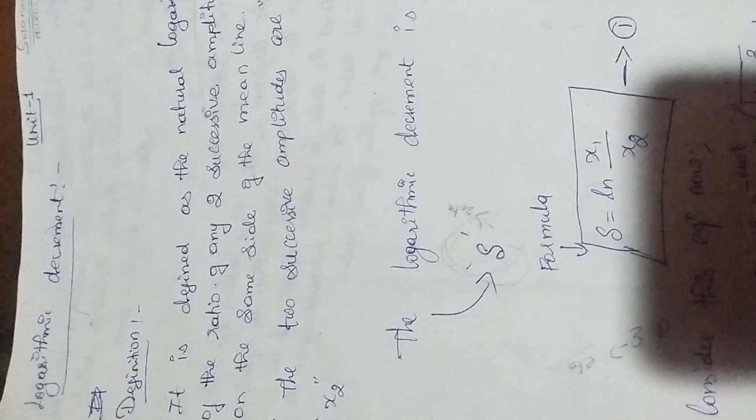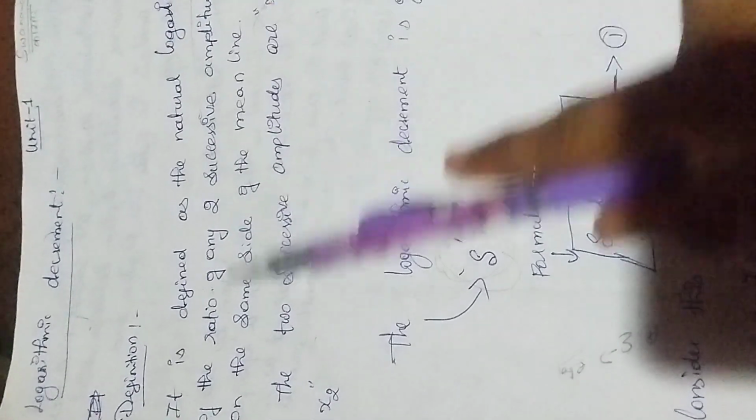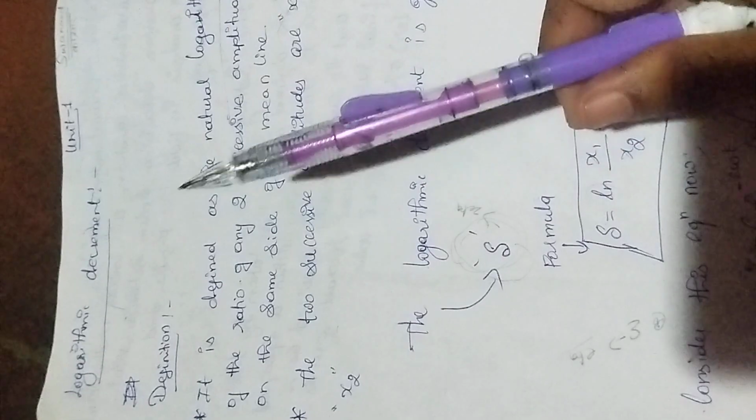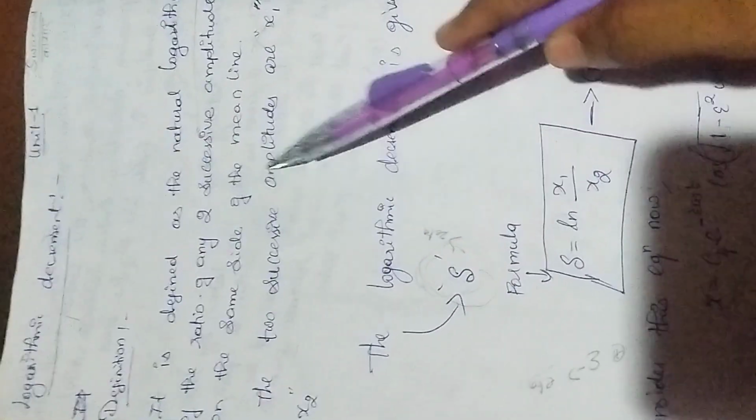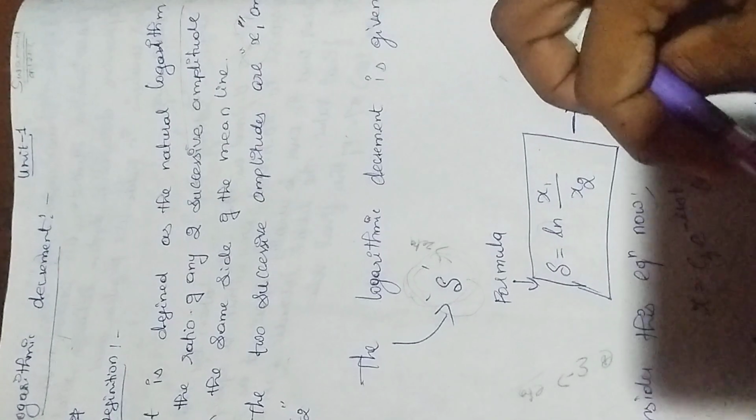Hello guys, now we're going to see the logarithmic decrement. First we see the definition, start from the definition. Let us define it as the natural logarithm of the ratio of any two successive amplitudes on the same side of the mean line. Now, why do we have to solve these derivations?